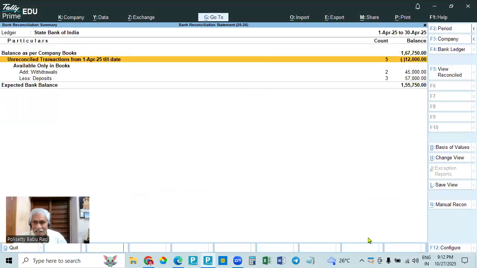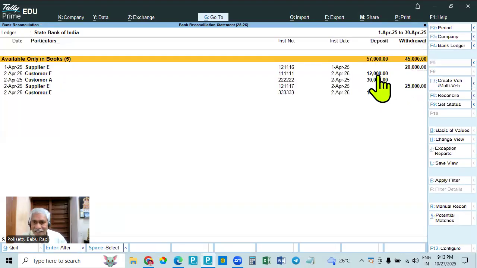And it will show only 5 transactions. 5 transactions are available in the cash book only, not available in the bank. Bank transactions available in bank, not available in our book, will be entered now. So there will be no problem. Now, available in our books, not available in bank, only these are the reasons for the difference. So 5 are there. Out of the 5, 3 deposits, 2 withdrawals, they are not entered in the bank.